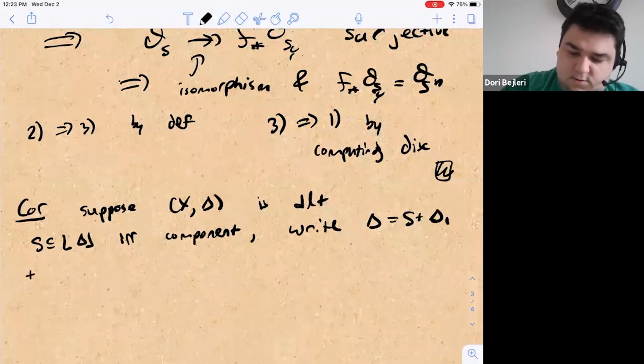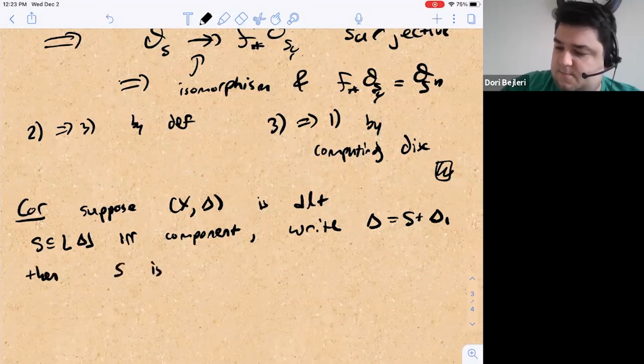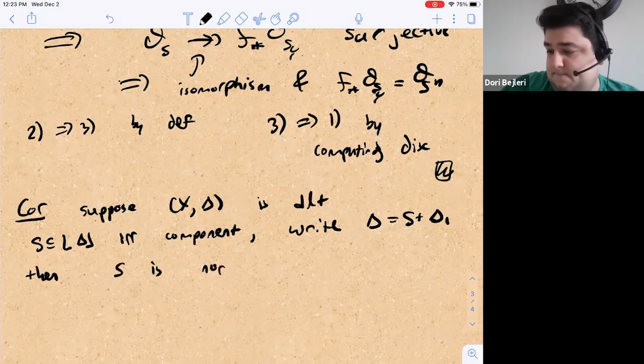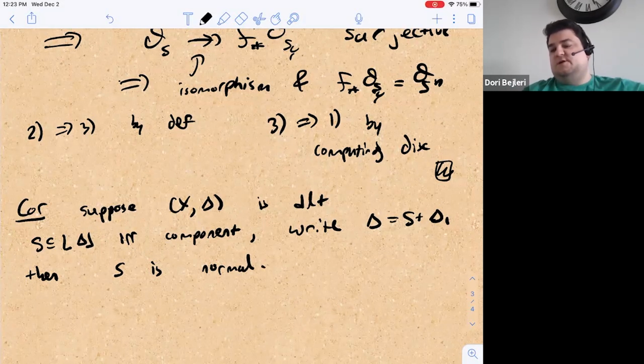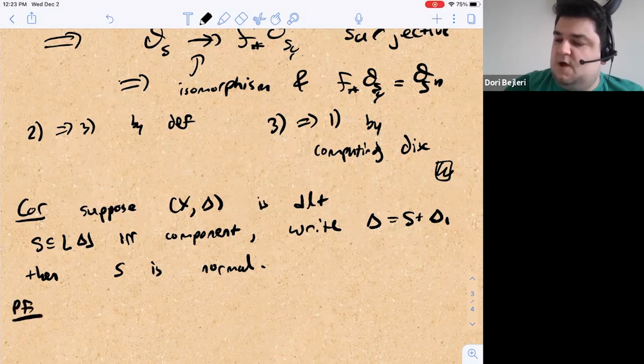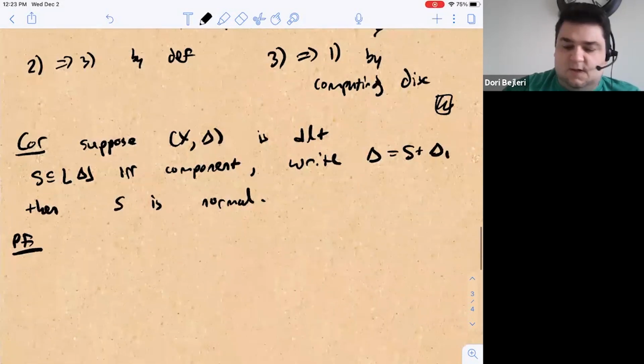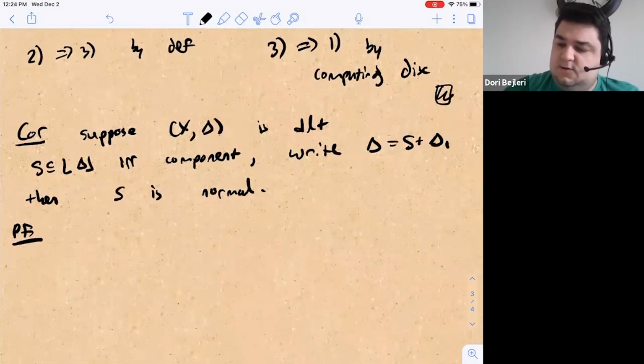Then S is normal. So basically every component with coefficient 1 for a DLT pair is actually normal. So the proof, with the notation that I already set up. I guess this notation is really part of the proof, but I already wrote it down. So with this notation, let's consider the following.